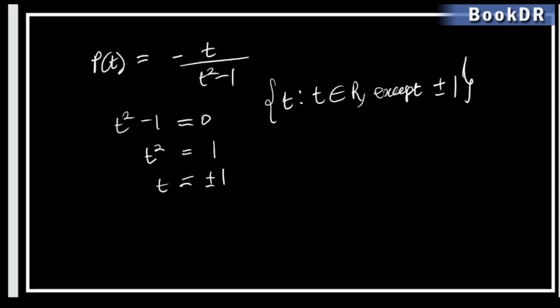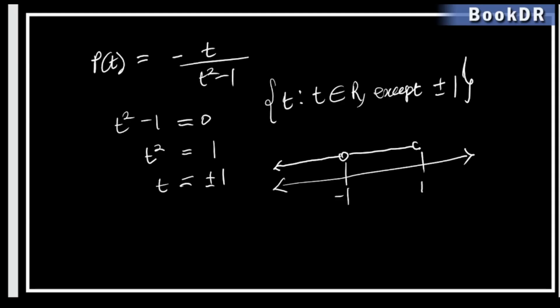Combining this with our q of t, then we can state the interval of normality. Let's locate our -1 and +1 on the number line. It means our differential equation is normal from negative infinity up to -1. It is also normal between -1 and 1, but -1 and 1 are not inclusive. And then from +1 up to positive infinity.